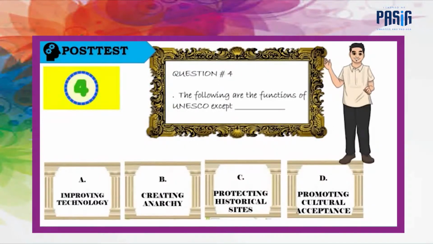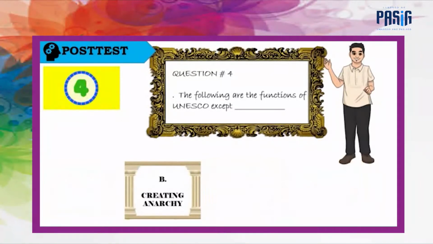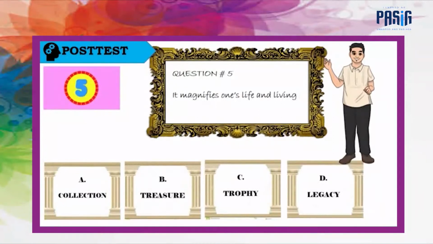Question number 4. The following are functions of UNESCO except: A. Improving technology, B. Creating anarchy, C. Protecting historical sites, D. Promoting cultural acceptance. The correct answer is B. Creating anarchy. Fifth and final question for our post test. It magnifies one's life and living. Letter A. Collection. B. Treasure. C. Trophy. D. Legacy. The correct answer is letter D.